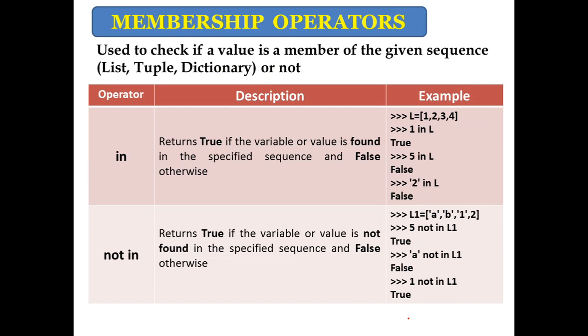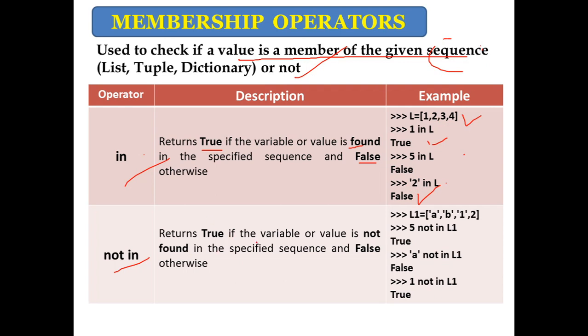Membership operators are used to check if a value is a member of the given sequence, list, tuple, dictionary or not: in and not in. Returns true if the variable or value is found, otherwise it is giving false. Here list L contains values 1, 2, 3, 4. Then we check 1 in L, yes, true. 5 in L, no, false. 2 in L, because 2 here is written as a string type, but it contains originally all numeric values. So 2 is not present there. That is why it is giving false.